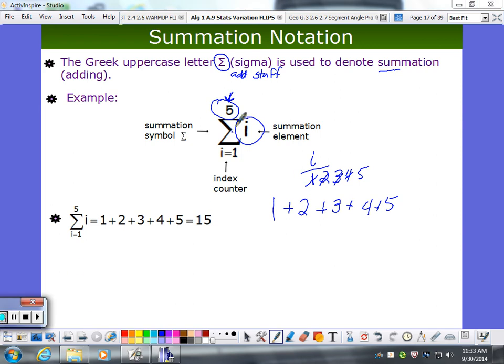So it's a shorthand way of saying add the first 5 numbers. And so what is that? 2, 6, 15? It's a shorthand. Now, this may not look like shorthand if you're like, what? But we have to practice this because we're going to need this to understand the formulas that work with statistics.